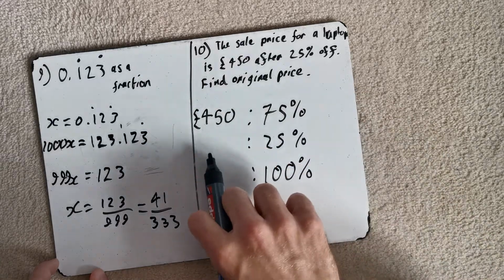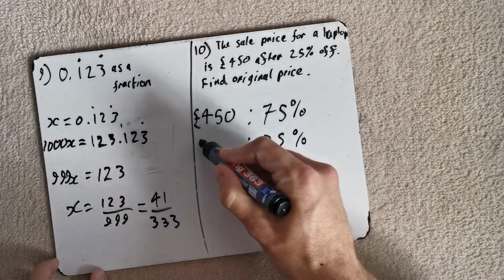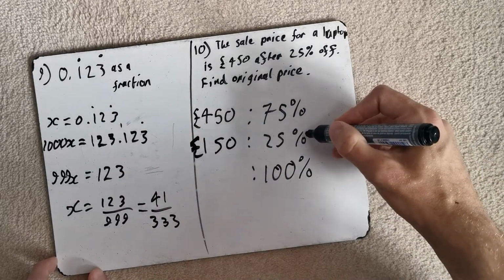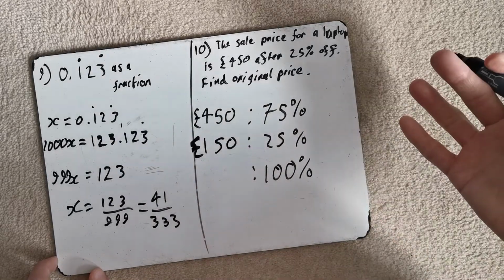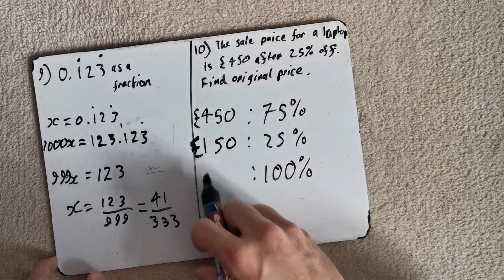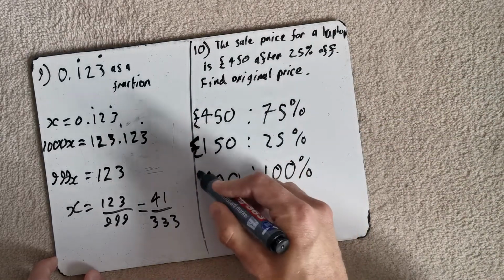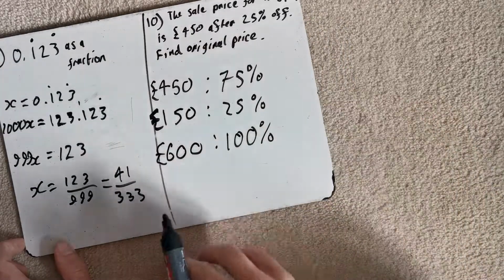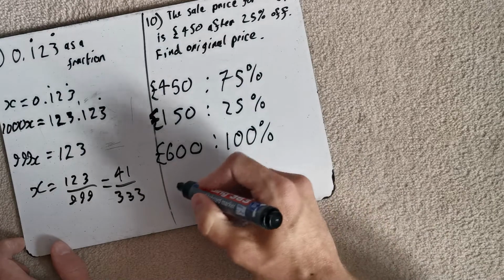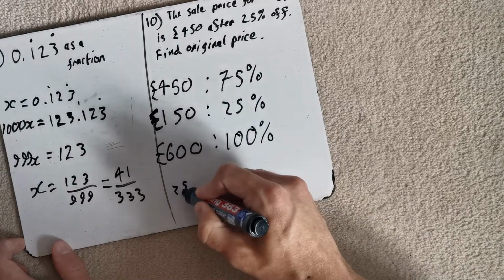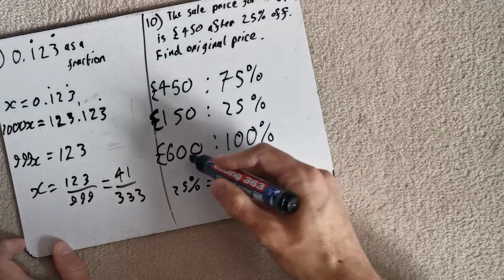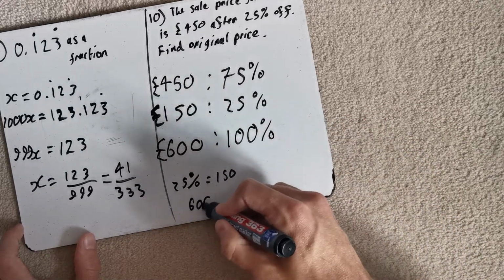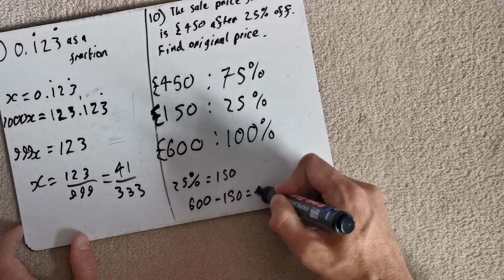If we divide that by 3, so 450 divided by 3, it gives you £150. And then to get from 25% up to 100%, what could we times by? We could times by 4. So if we times this by 4, we get £600. Let's check this out, just to check if it works. So if we do £600 and do 25% off, so 25% would be, divide it by 4, we get 150. And then 600, take away the 150, we get 450.